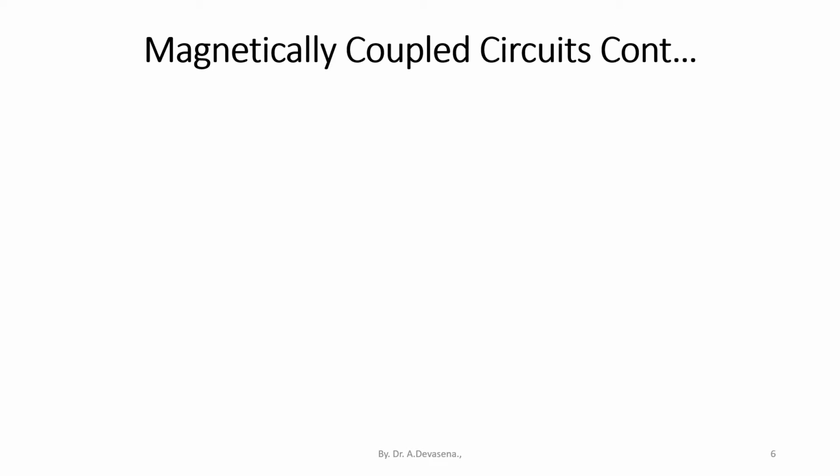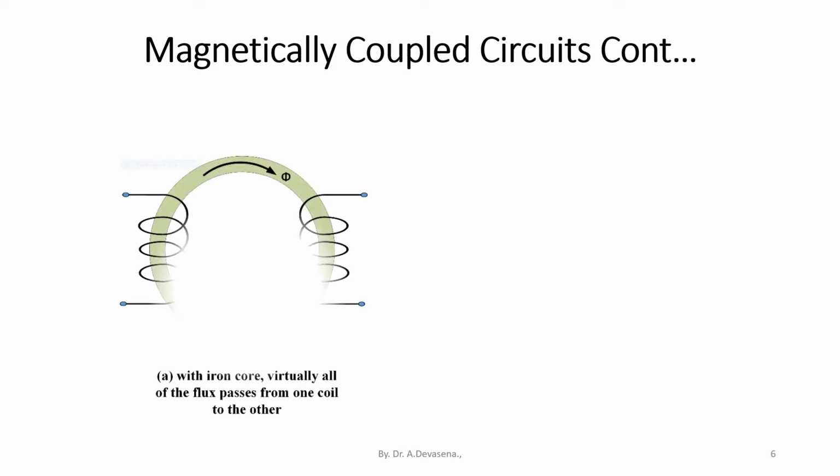Let us see the pictorial representation of magnetically coupled circuits and how it works. This is the representation of magnetically coupled circuits. Here we have an iron core. In this iron core we have two coils. Coil 1 is connected to one side of the iron core and coil 2 is connected to the other side of the iron core. With this setup, virtually all of the flux passes from one coil to the other because they are in close contact.